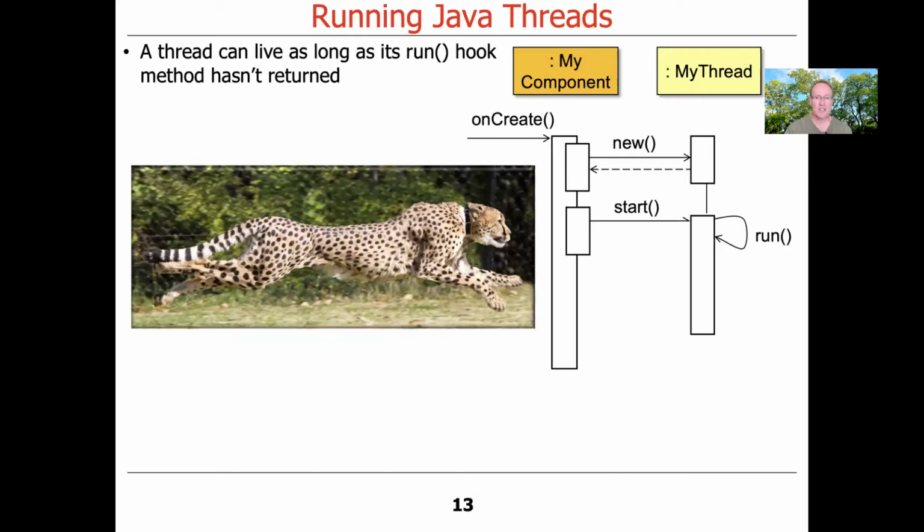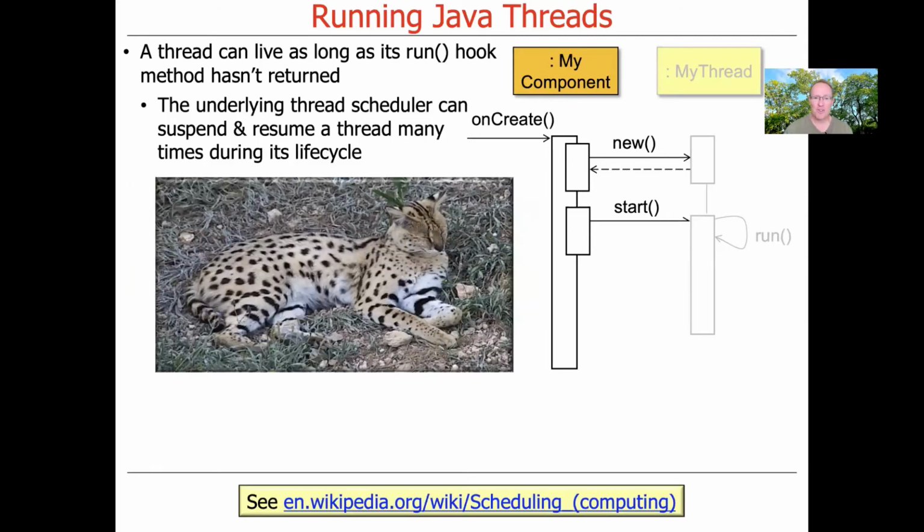A thread only lives as long as its run hook method hasn't returned. So as long as run is still running, the thread will be running. However, the underlying thread scheduler can suspend and resume the thread many times during its life cycle. And if you have a thread that runs for days or weeks or whatever, it'll undoubtedly be suspended and resumed many times by the scheduler to give other threads a chance to run.